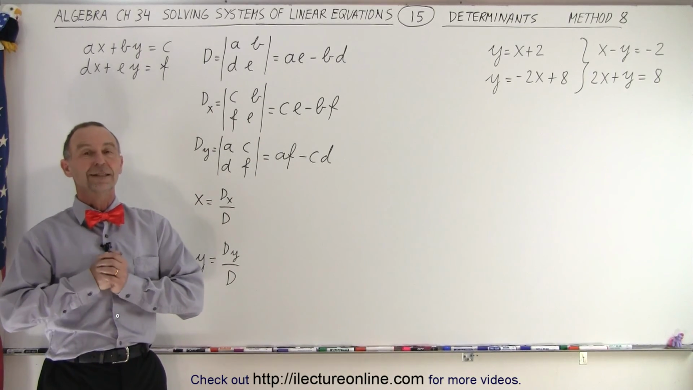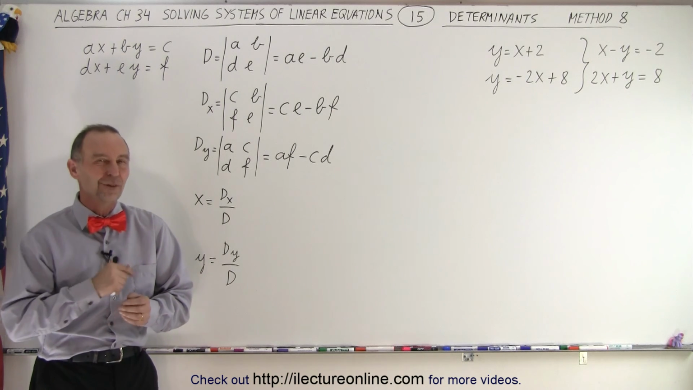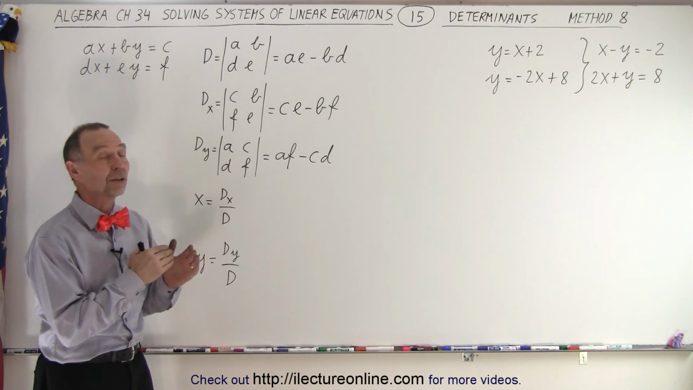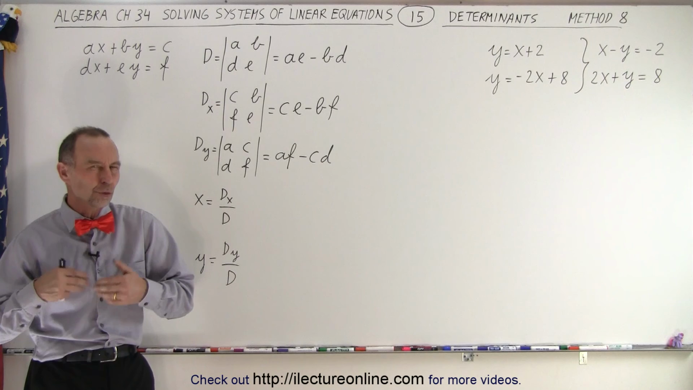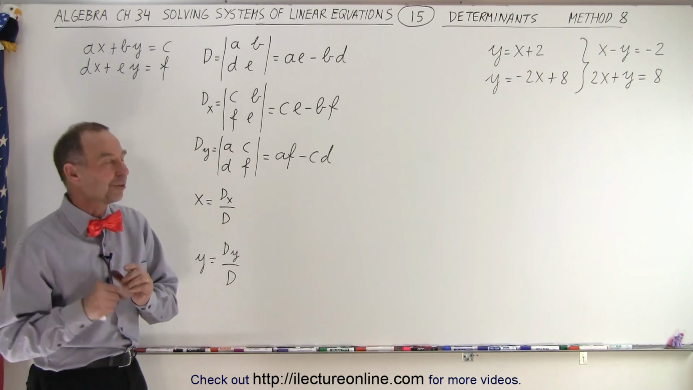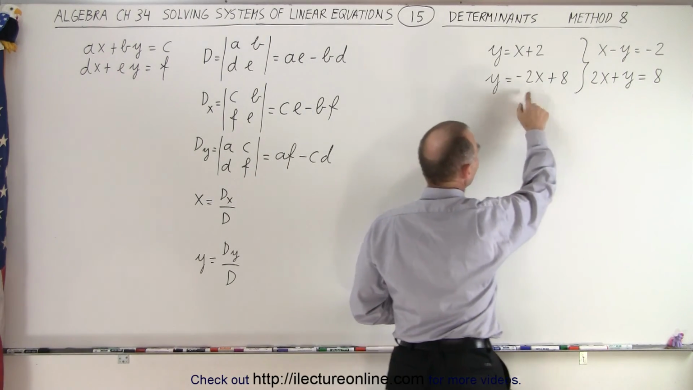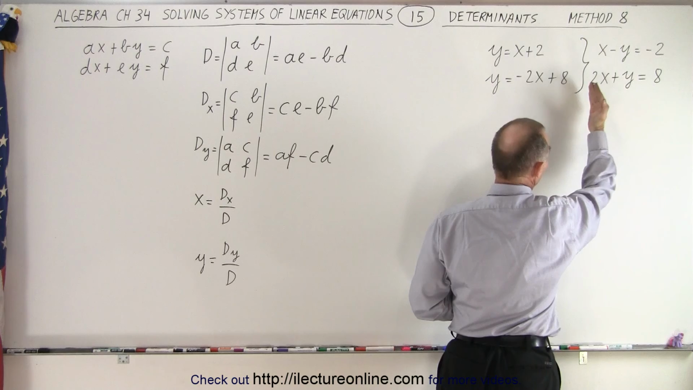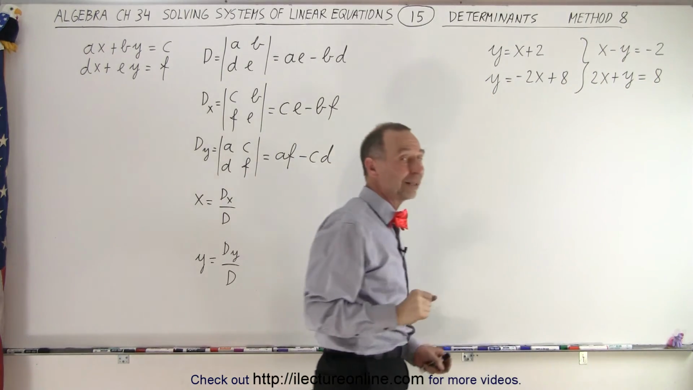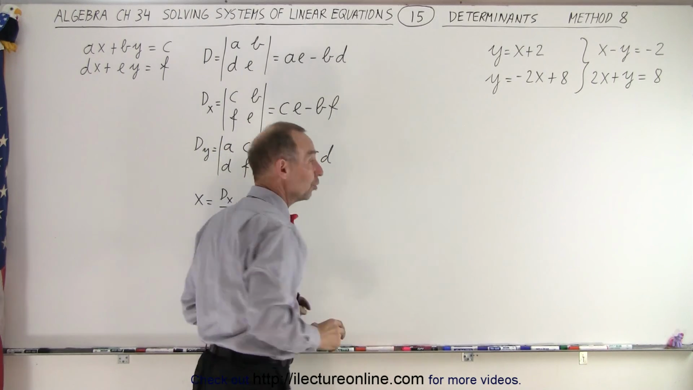Welcome to our lecture online, and now we get to the 8th method of our methods to solve systems of linear equations, and it's called the method of determinants. So we're going to use something called determinants, and they look a lot like matrices, but it's a different method. What we do the same is we take our two equations and place them again in this format. We have the variables on the left side and the constants on the right side. And then we take the coefficients and put them into certain determinants.